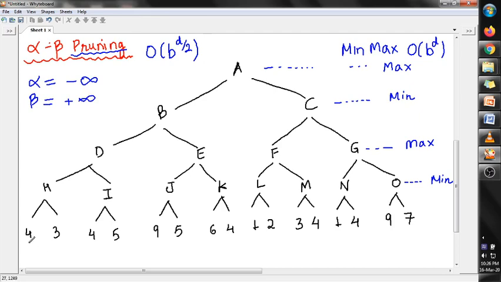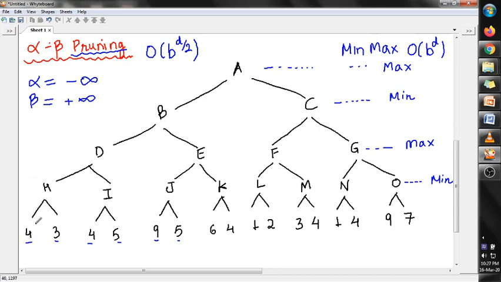So these are the terminals. You can see 4, 3, 4, 5, 9, 5. These are the terminals, and this is the minimum level. And we know that alpha beta pruning is a special type of min-max algorithm, and min-max algorithm is based on depth first search. So here we are going to apply depth first search in the given example in this tree. So let us start.